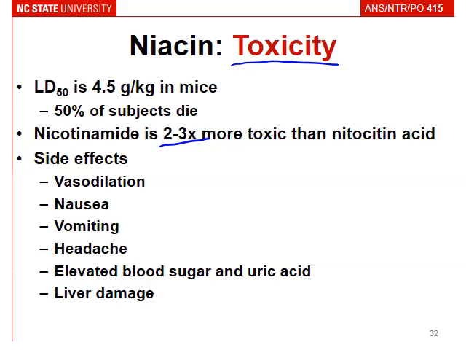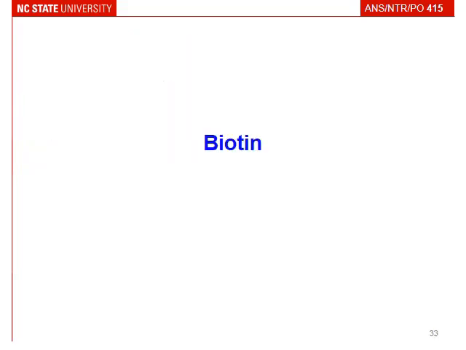Toxicity includes vasodilation, nausea, vomiting, headaches, elevated blood sugar and uric acid, and then we can also have some liver damage. And as I said before, just like with the nutraceutical levels, as soon as you cease taking excess niacin, all these symptoms go away. You just want to stop it before you have too much liver damage, but on the upside, the liver can regenerate itself. So that amount of liver damage won't kill you unless you go crazy.